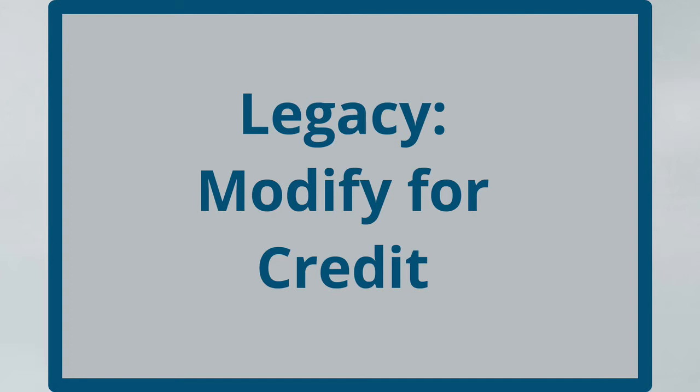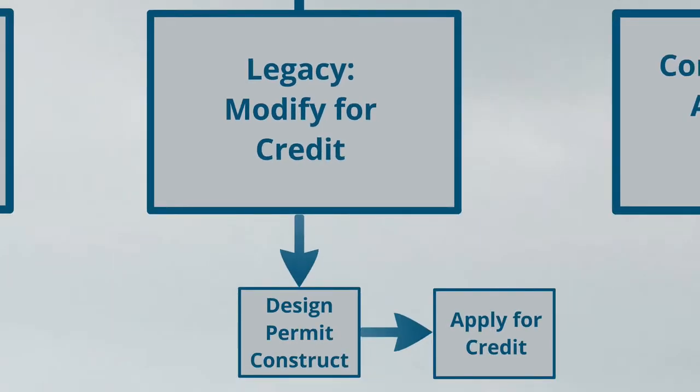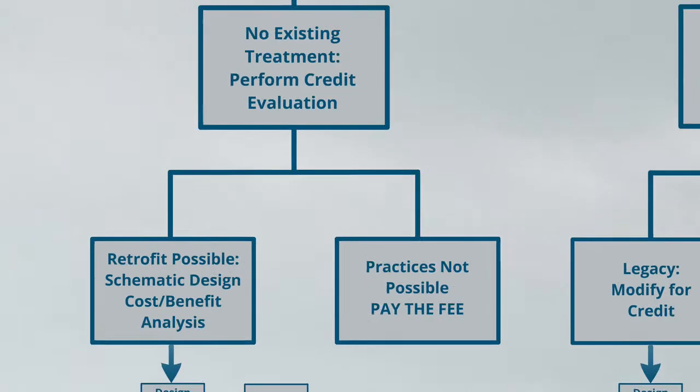If it's a legacy, then you need, in most cases, to modify for credits. Some municipalities do allow for minor credits, but most of the time you're going to have to modify it. To modify it, you're going to have to go through a design, a permitting process, and then you're actually going to construct it. Once you construct it, you can apply for the credit.